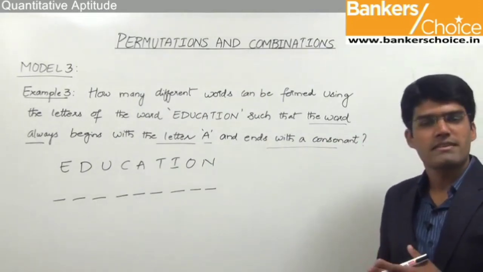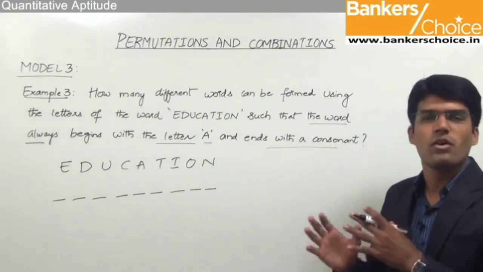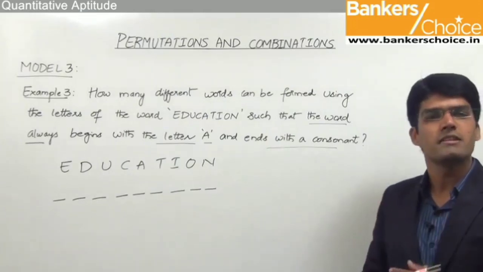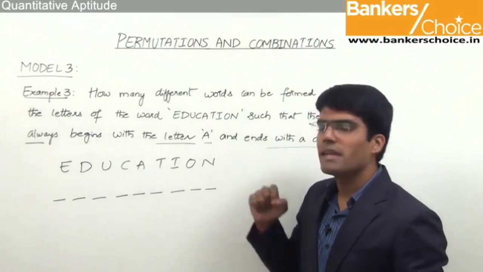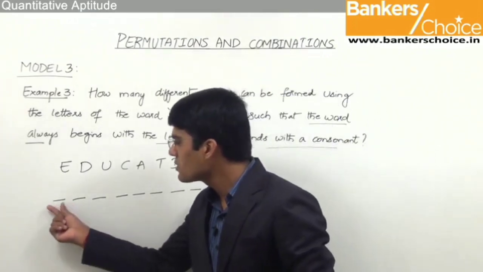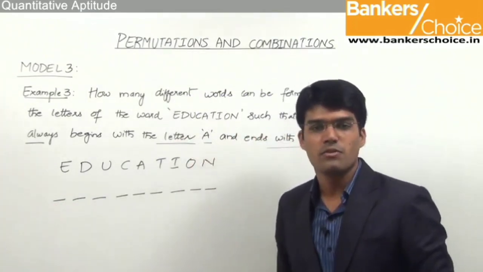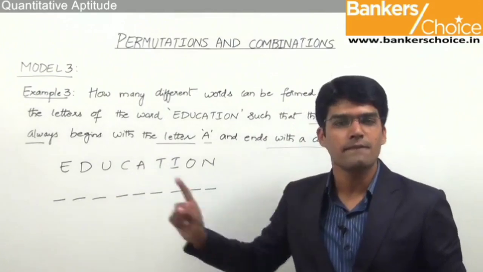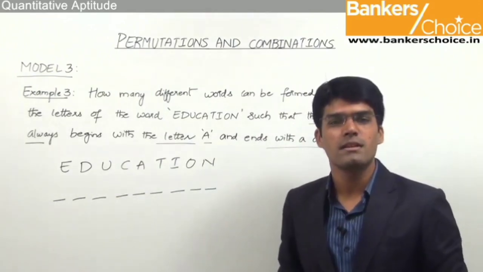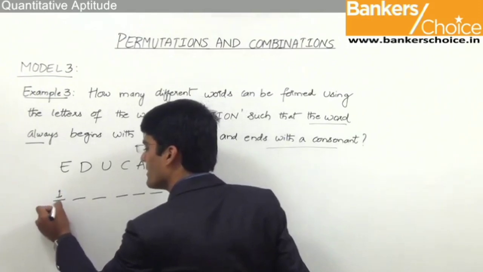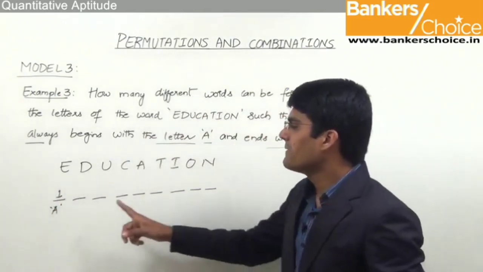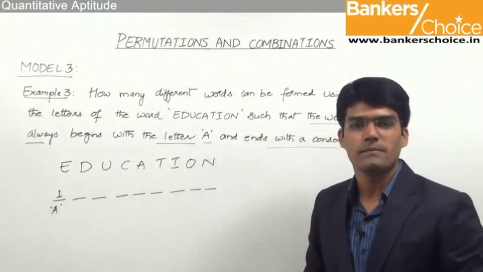Now simply as we have discussed in the previous 2 examples, we need to just work on the 2 conditions and then the remaining arrangements can be done in a general manner. Now as it says the word should always begin with the letter A. That means first position should always be occupied by the letter A. So we have no choice but to take A in the first position. That is, the first position can be filled only in one way. So there is only one choice and the first position can be occupied in just one way.